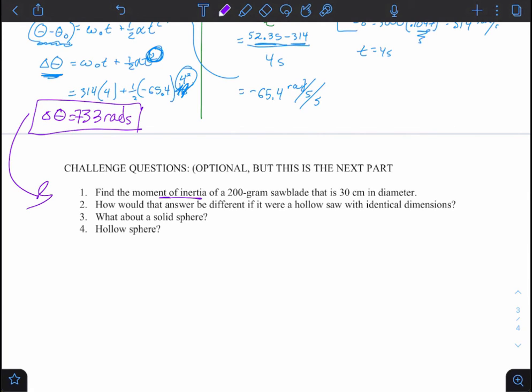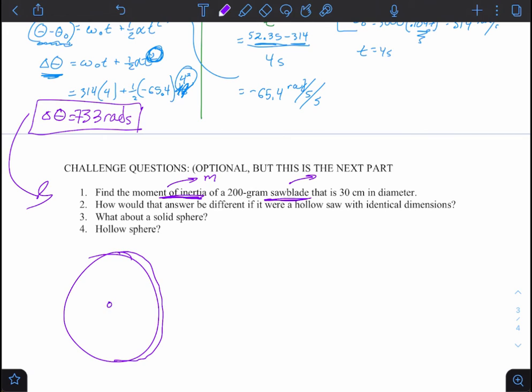Let's jump into it. The moment of inertia, which is the rotational equivalent of mass, depends on the shape of it. And this saw blade is a solid cylinder. For all intents and purposes, it's a very thin cylinder, but it is a cylinder nonetheless. And I'll draw that down here.